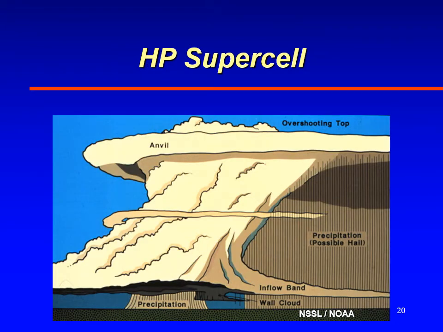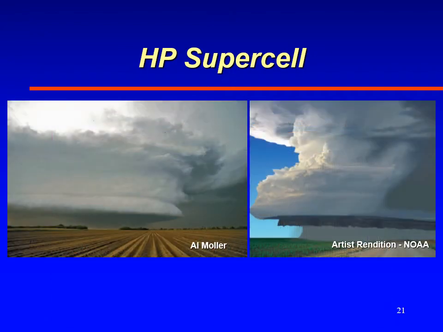Here's an HP supercell. You remember with the classic, there is no rain on the backside. But with the HP supercells, there is precipitation on the backside. So it makes it a little bit harder to find that wall cloud. Here's an artist version of what it looks like. Really hard to find that wall cloud. But on the right, Al Moeller took this picture down across Texas, and it shows a really well developed HP supercell.